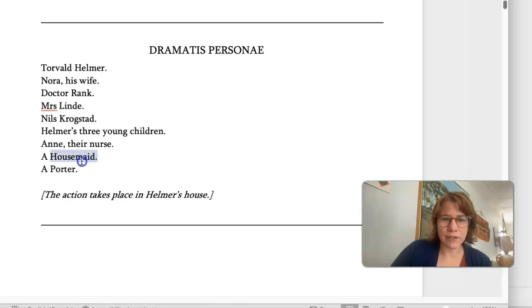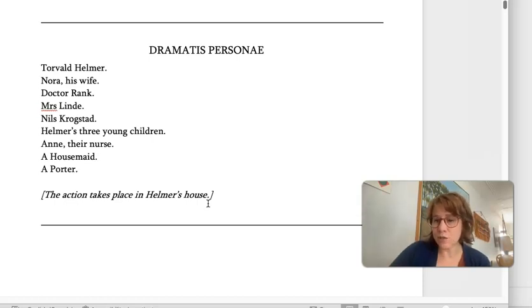There are also other minor, tiny bit parts: the maid, and the porter, who delivers the packages right at the beginning of the play. But again, most of the action of the play will take place within the household. And that's an important part of the setting as well.